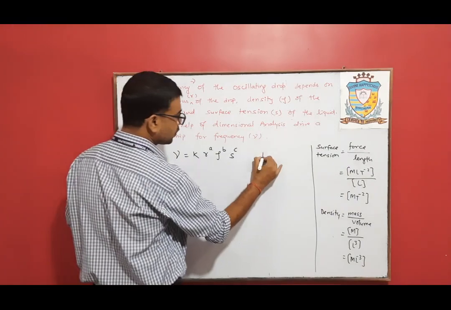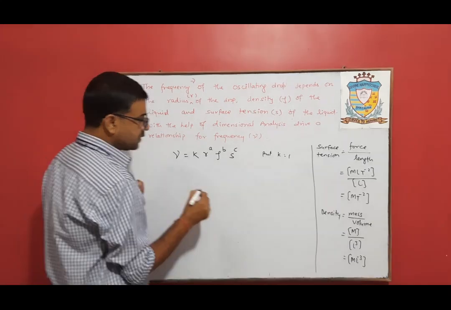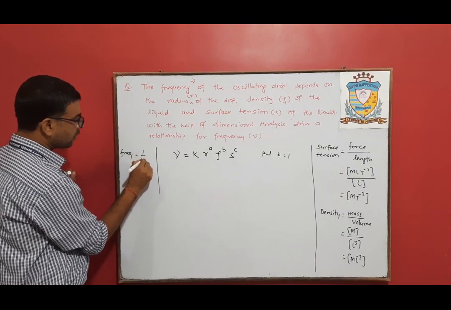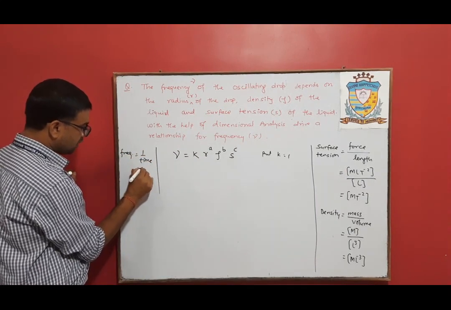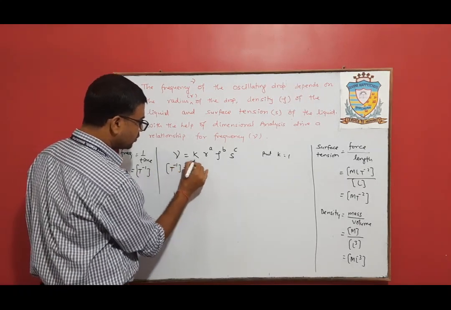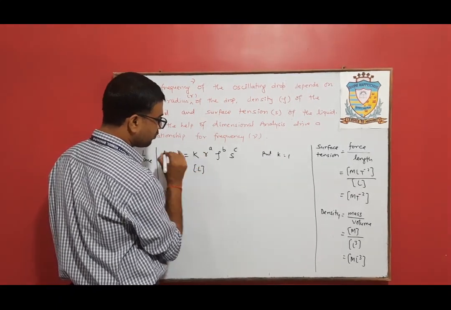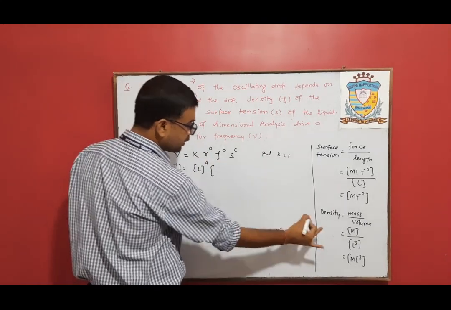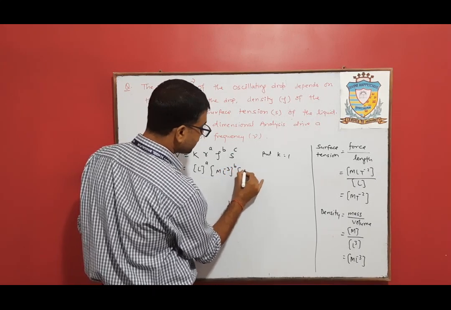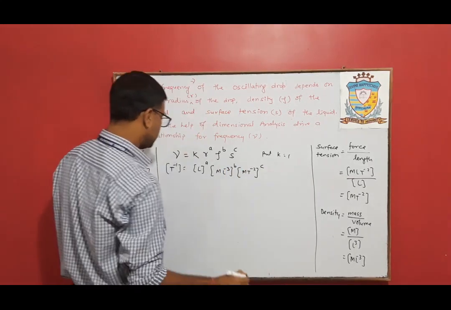Clear? Put K equals to 1. So this becomes, and frequency is equal to 1 upon time period. So this can be written as T minus 1. So T minus 1 is equal to r raised to power a. R is radius. So we have the dimension formula L raised to power a. For density we have ML minus 3 raised to power b. For surface tension we have MT minus 2 raised to power c.